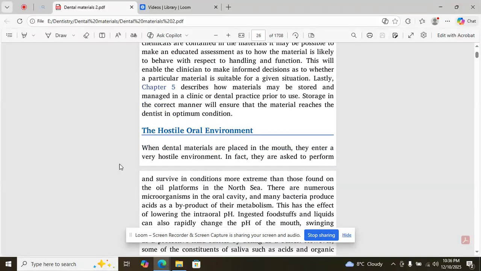The hostile oral environment. When dental materials are placed in the mouth, they enter a very hostile environment. In fact, they are asked to perform and survive in conditions more extreme than those found on the oil platforms in the North Sea. There are numerous microorganisms in the oral cavity, and many bacteria produce acids as a byproduct of their metabolism. This has the effect of lowering the intraoral pH.